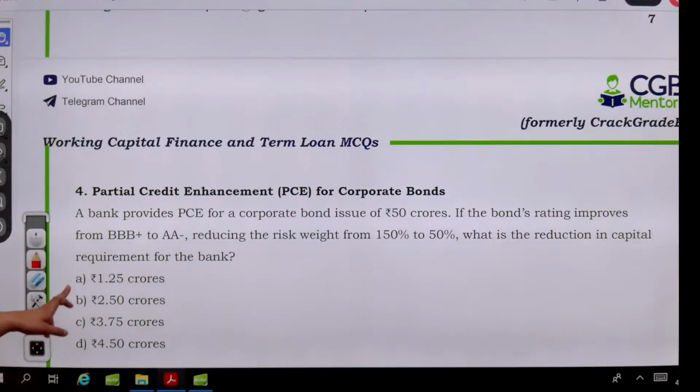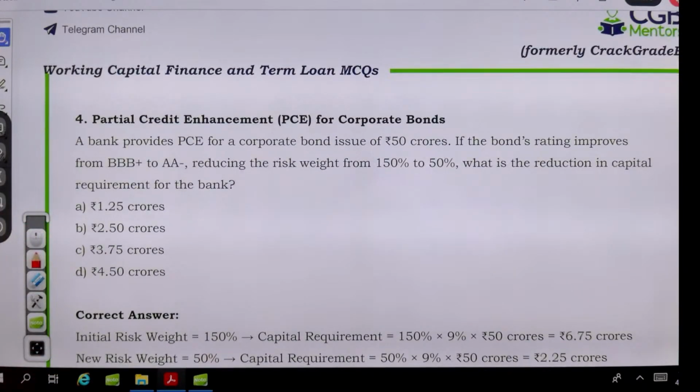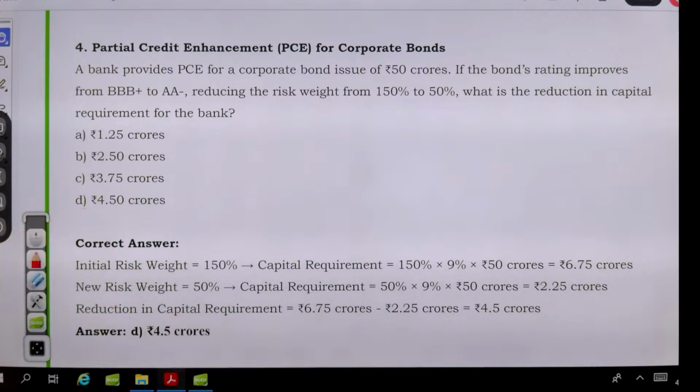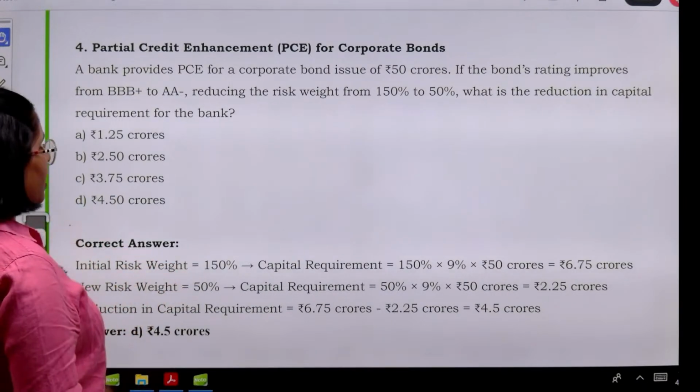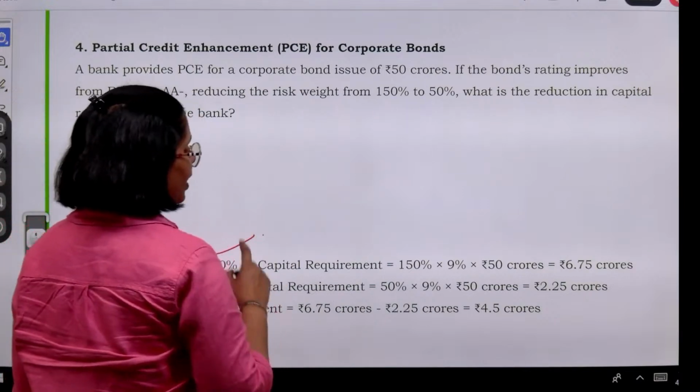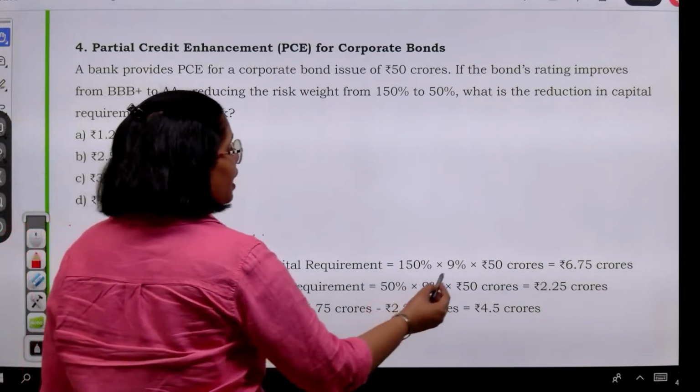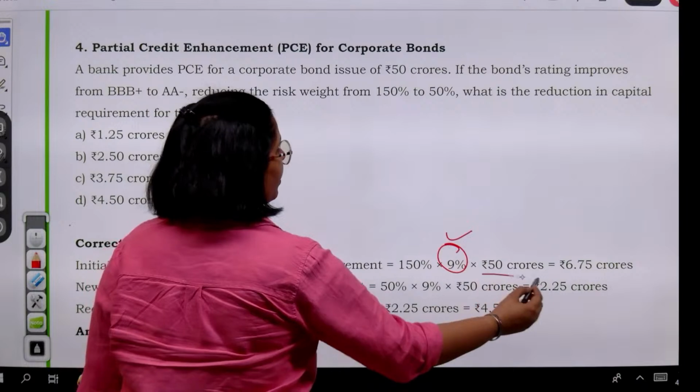Partial credit enhancement. So a bank has provided a partial credit enhancement for corporate bond issue. Okay, the bank has provided this. Now if the bond's rating improves and that reduces the risk weight, then what would be the reduction in capital requirement? How much would the reduction be? See, obviously if your ratings have improved, you have to keep lesser capital. What was it earlier? 150% risk weight, right? Multiplied by 9% capital requirement of 50 crores.